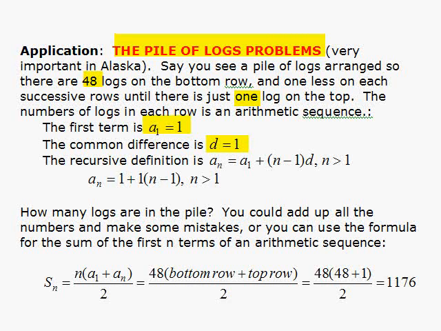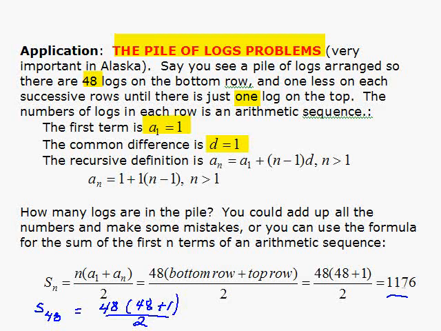Now, how many logs are in the pile? Here's the formula. How many rows are there? There's 48 rows, so I'm trying to add 48 rows of this arithmetic sequence. So I put the 48 here according to the formula. The first one I want to add is 1, so you put the 48 and the 1, the order doesn't matter here, of course, and then divide by 2, and I get 1176.